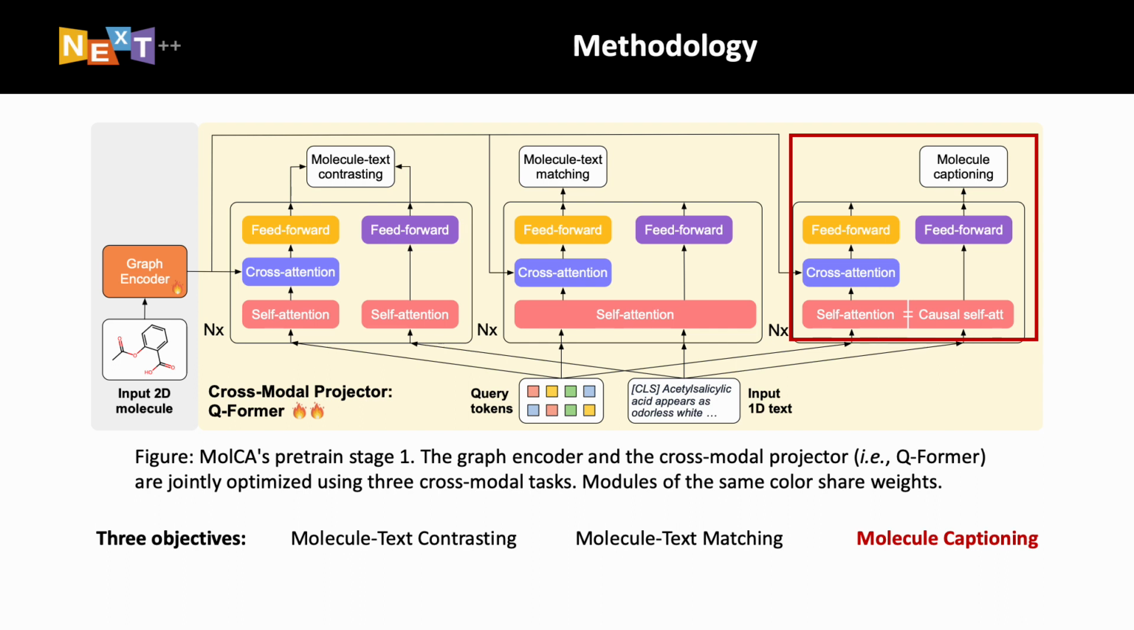Here we apply causal self-attention for texts. The text tokens can only attend to the preceding tokens but not the subsequent tokens. As a summary of the first pre-training stage, the molecule text contrasting and molecule text matching objectives provide the Q-former powerful retrieval ability. It also acts as a warm-up training for the Q-former, preparing its weights for the next stage.